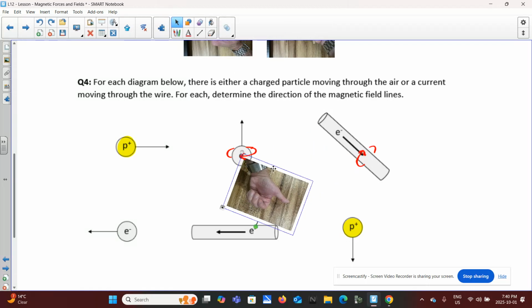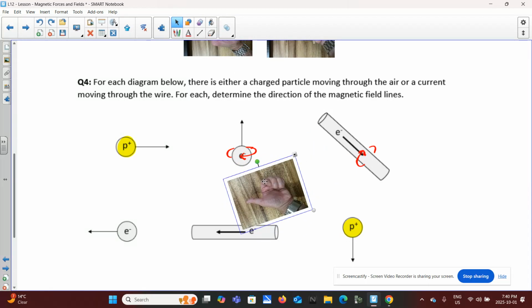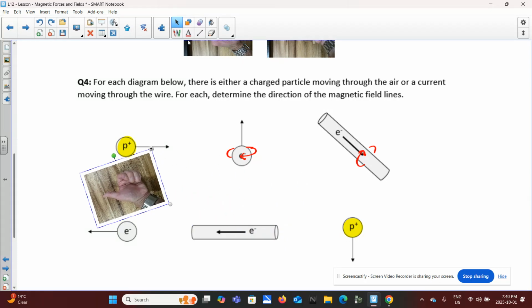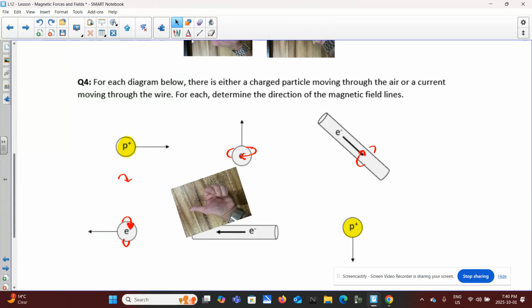Let's see. These two are exactly the same because my electron is moving in that direction. I'm going to be looping around like that. So I'm going to loop down across the front and I'm going to get a circular magnetic field. Or if I have a whole series of them in a wire, same idea. Looping down across the front. So I'm looping down across the front and up the back.